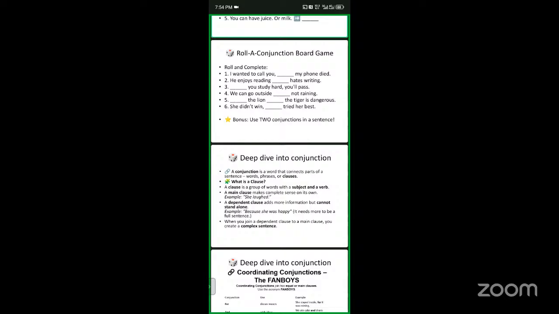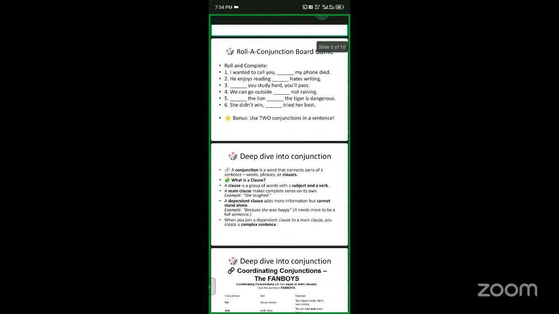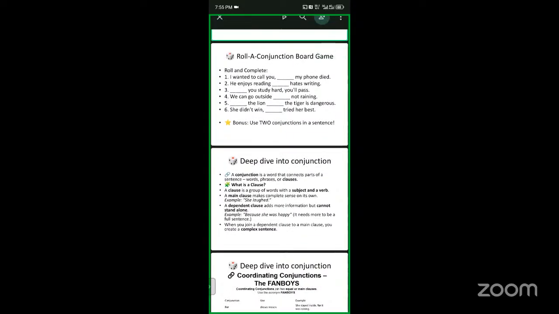Can you zoom in and see it now? The one that has a dice, roll a conjunction board game. Yeah, okay, now I can see. Scrolled up. I wanted to call you, but my phone died. Okay, number 2. He enjoys reading, but hates writing. Good. Okay.